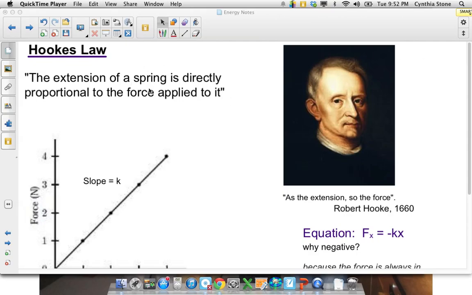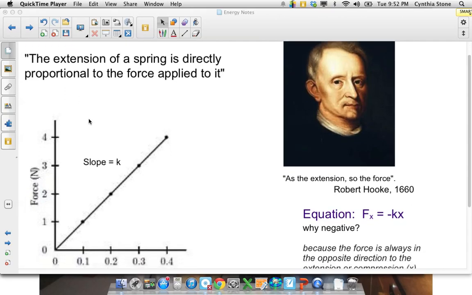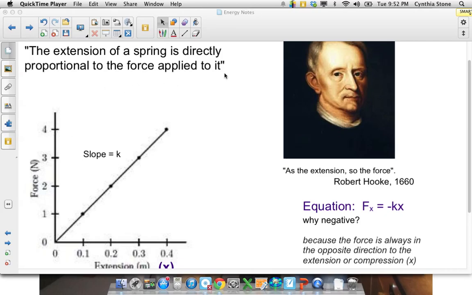So here's Hooke's law. I like the term proportional; I think it's an important one to have a good understanding of leaving high school physics. Proportional means exactly this. It says the extension of a spring is directly proportional to the force applied to it, meaning that if you have extension or stretch of a spring on one axis and force on the other, you get a straight line. That means directly proportional.